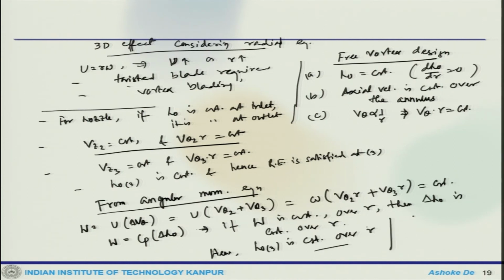So, this tells me that H naught must be constant at the inlet and at the outlet 2. To maintain this, H naught has to be constant at the inlet and at the outlet 2, so that this condition is satisfied. So, this is what you get when you are talking about the free vortex design. So, we will stop here and continue this discussion of the design in the next lecture.